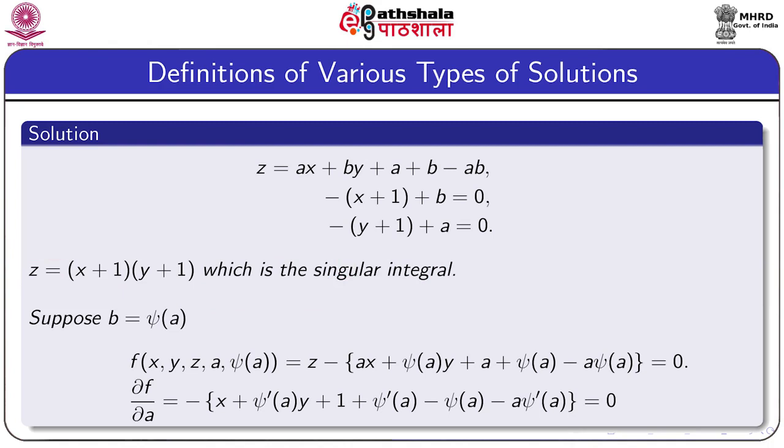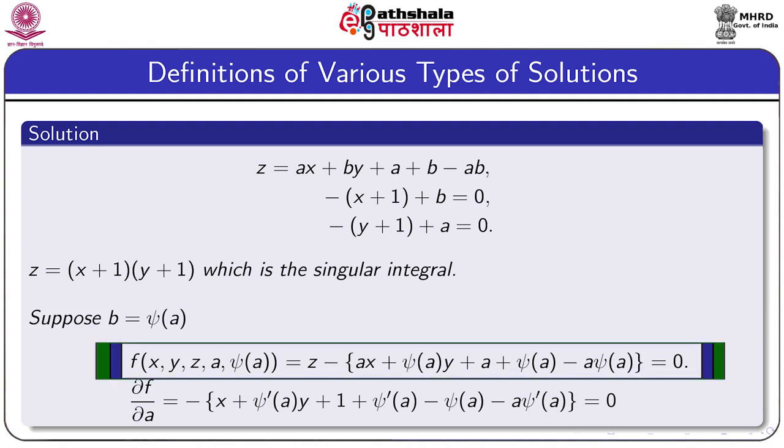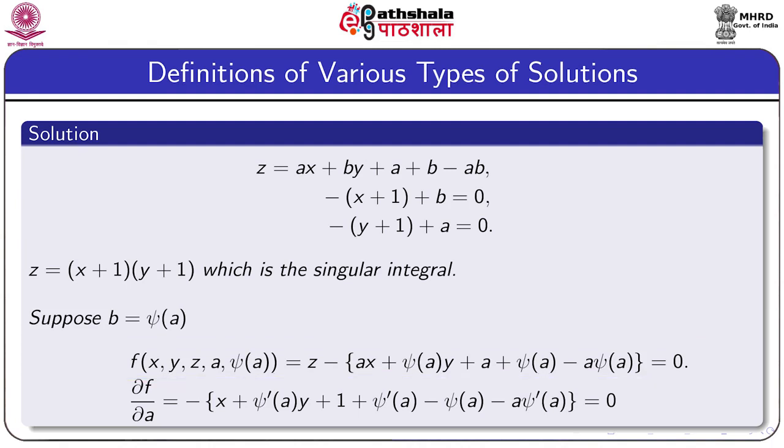Now, we want to find a general integral of the given equation. To find the general integral, suppose a and b are related by the relation b equals psi a. Now, from f equals 0, if we put the value of b as psi a, we obtain a relation which is written in the slide, and to find the general integral, we have to find the envelope of the one parameter system which is written here.